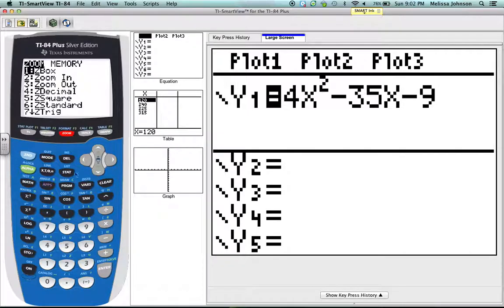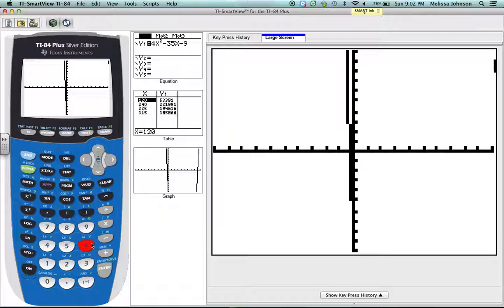Again, I'd always hit zoom 6 if this is your first time graphing in a while. You'll notice that this graph kind of goes off the screen. We assume that there is a U shape that's connected down below, but we can't see it. So when you draw your sketch, you'll put that in there.